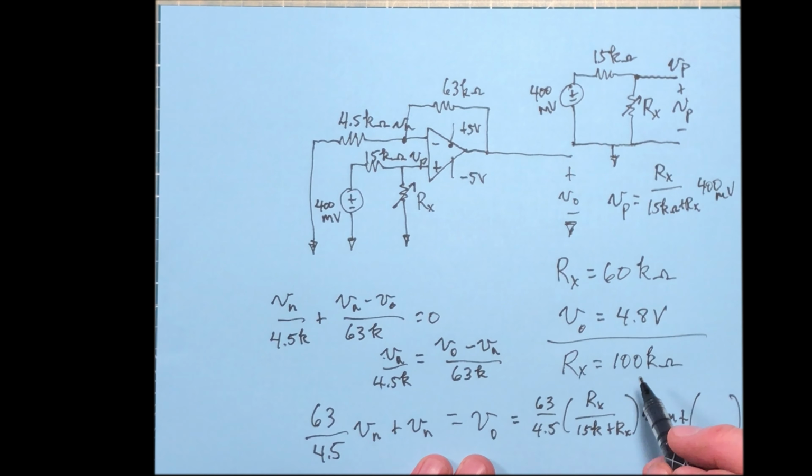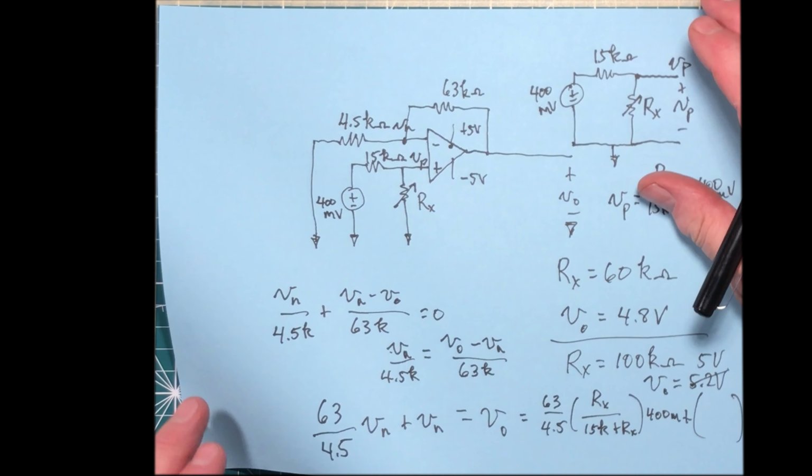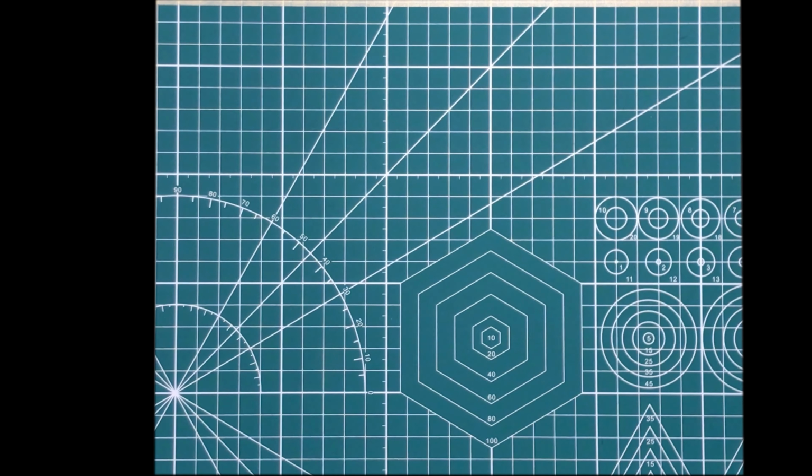Okay, well, if you do that, then the output becomes 5.2 volts, and now you're saturated, so the actual output is just going to be 5 volts then. So it's outside the linear range in that case. Okay, so there's another example of a different type of amplifier. That one's called the non-inverting. Let's go on and talk about yet another one.